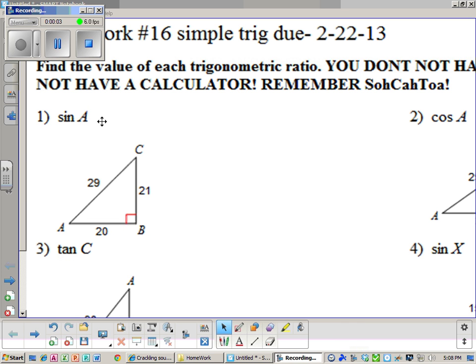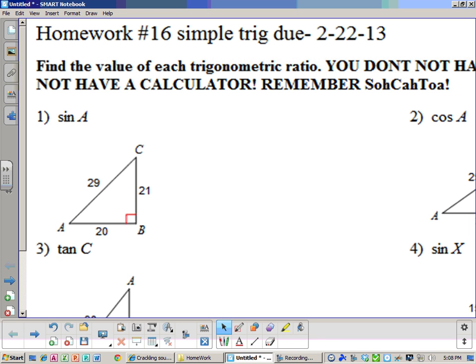Okay, good afternoon, class. Let's go ahead and discuss homework number 16, trigonometry. Find the value of each trigonometric ratio. That is our goal here, right? Find the value of each trigonometric ratio. Very nice. So number one says the sine of A. What is the trigonometric ratio of sine of A?